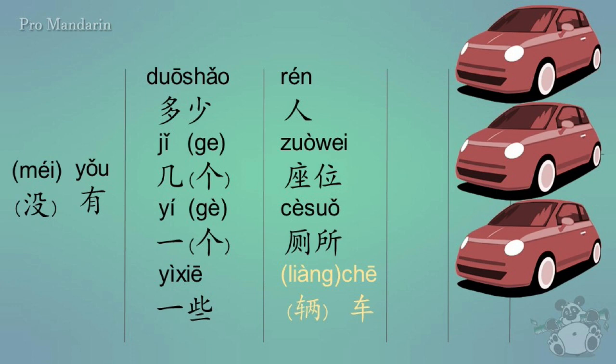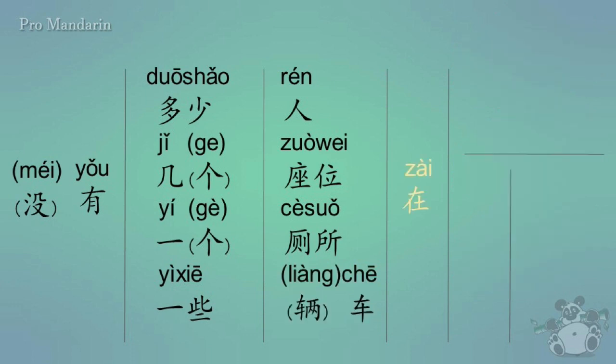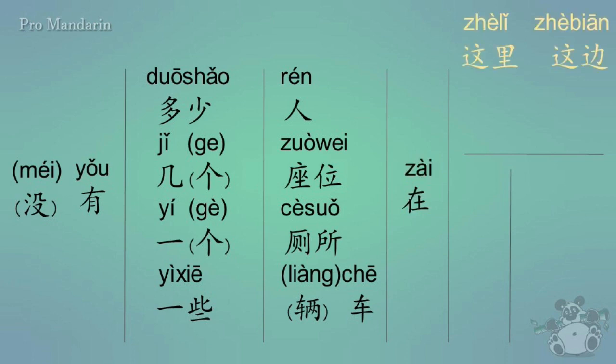Now in the next column, we're going to have 在, which is usually placed just before a location. So to make our sentences a full complete thought, or our questions a full complete thought, we're going to add in the location of where these are at. So the first one would be 这里, which means here. And there's another way of saying that, which right next to it I have 这边.